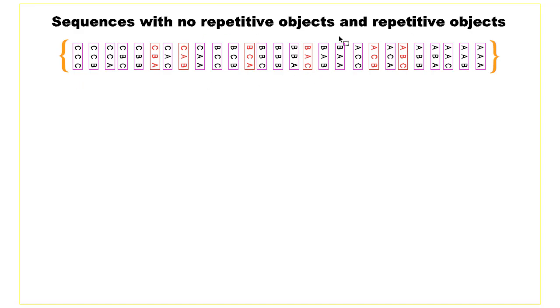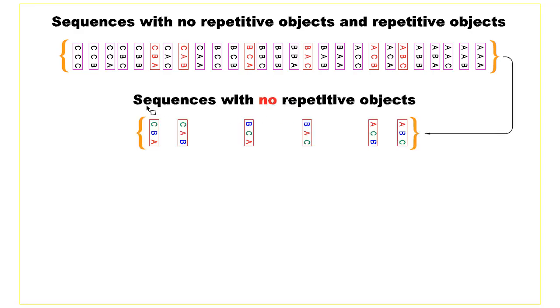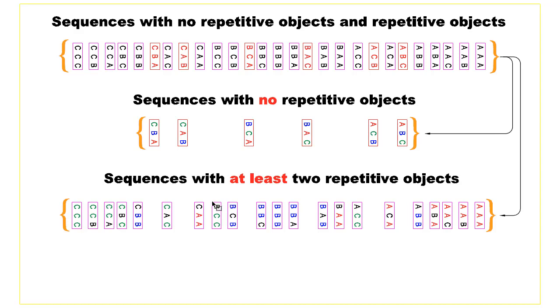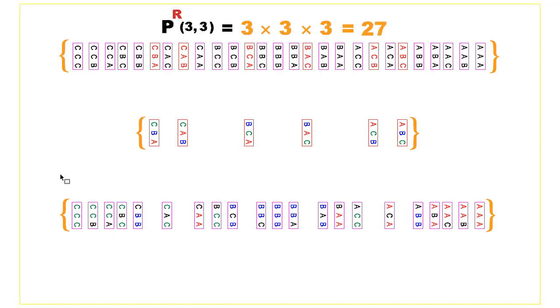So we can divide this mother group into 2 subgroups. The first one contains sequences with no repetitive objects, and these are the sequences. The second one contains sequences with at least 2 repetitive symbols. Here we have 2 symbols repeated, and here we have 3 symbols repeated, and so on. So what do we conclude? The mother group here is a permutation with replacement of 3 objects taken 3 at a time, which is 27, as we have studied before.